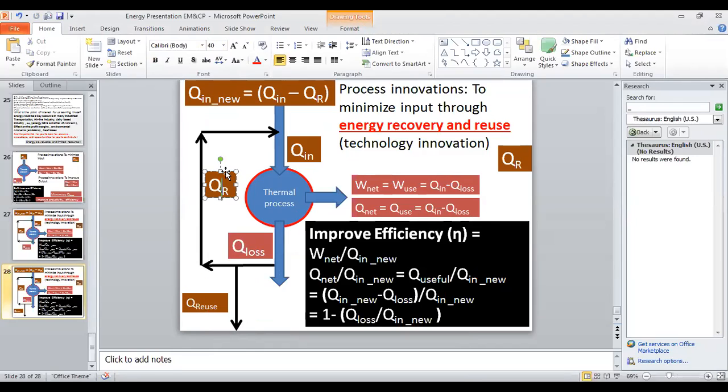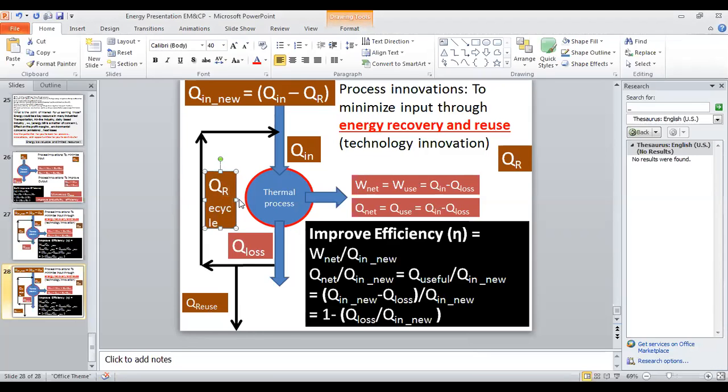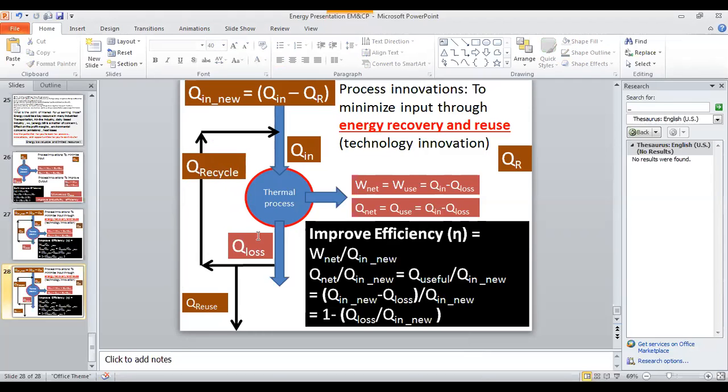And this QR is actually recycle. Okay, you're cycling it back to the same process. So that is the difference of reuse and recycling. But in both cases here we are recovering energy. So one case is recovery and reuse, another case is recovery and recycle.